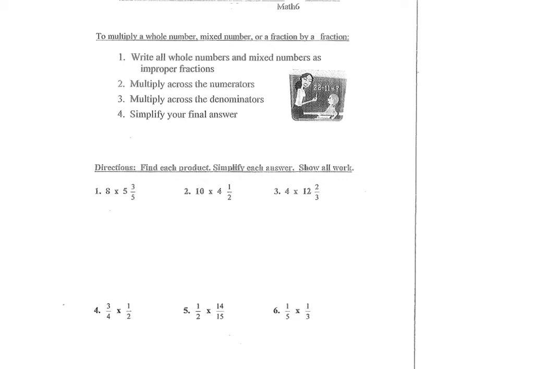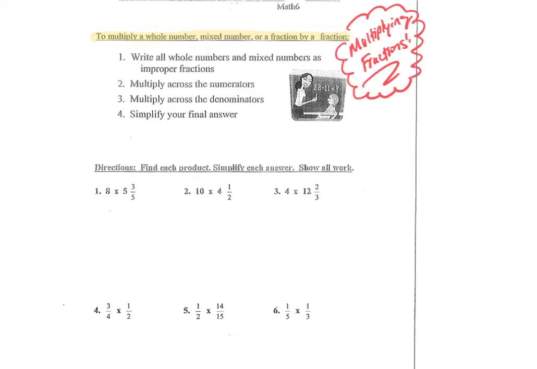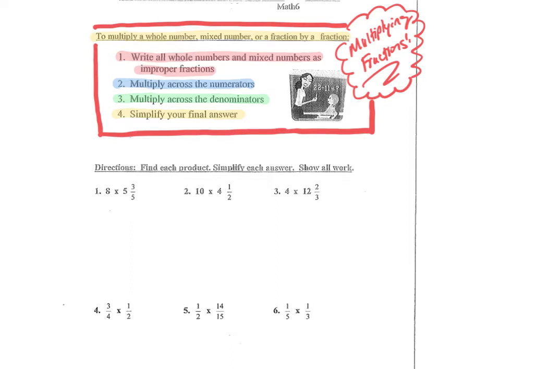Today we want to review how to multiply a whole number, mixed number, or a fraction by a fraction. Basically, multiplying fractions. The first step is always going to be writing all of our whole numbers and mixed numbers as improper fractions. Step 2 is going to be multiplying straight across the numerators. Step 3 is going to be multiplying straight across the denominators. And the last step is going to be to simplify our final answers. These are the steps for multiplying fractions.